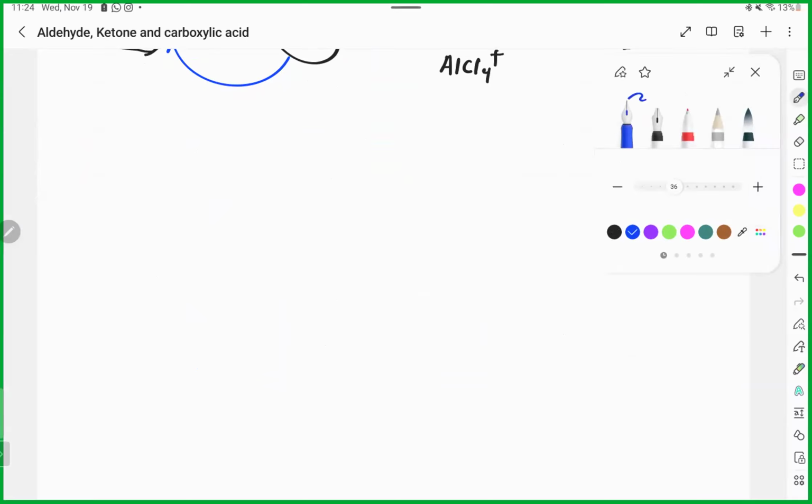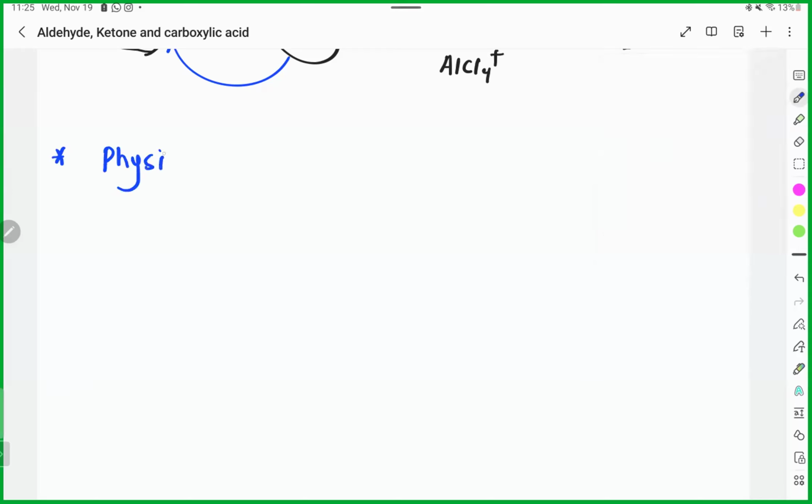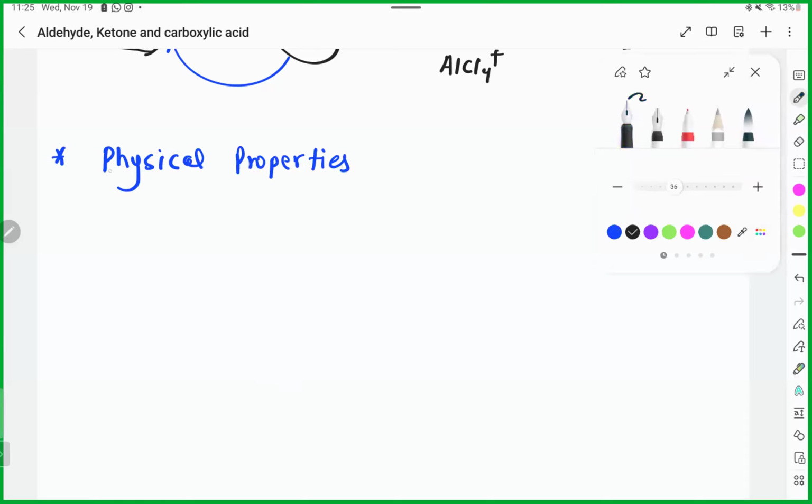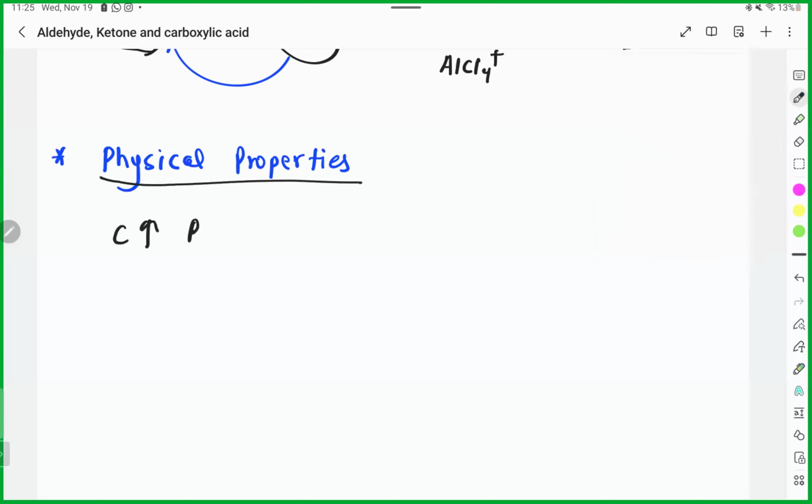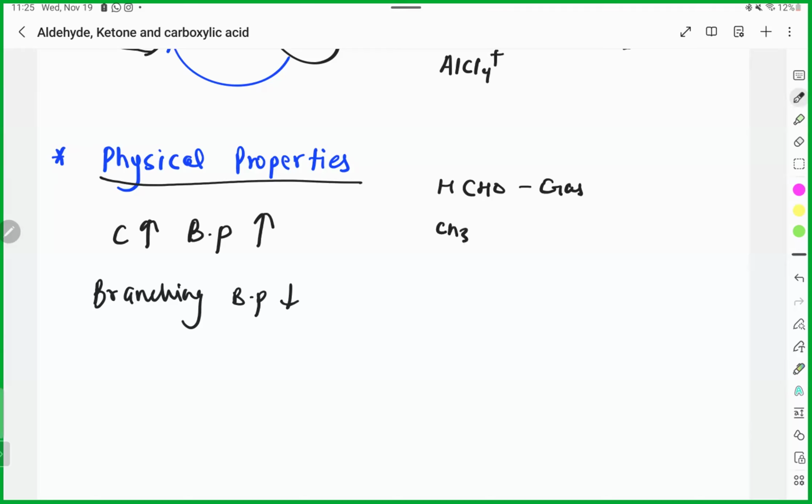Physical property, no need to mention much because boiling point you already know. Chinmay, how will boiling point change in any compound? If we increase carbon, boiling point will increase. If we increase branching, what will be the impact on the boiling point? Decrease, right? Surface area. But you will see if you take HCHO, this is gas. If you take CH3CHO, this is a volatile liquid. It means it can easily convert into gas. And the other part will be either solid or liquid.